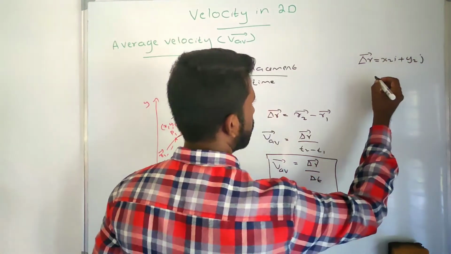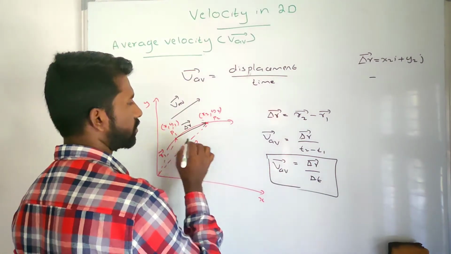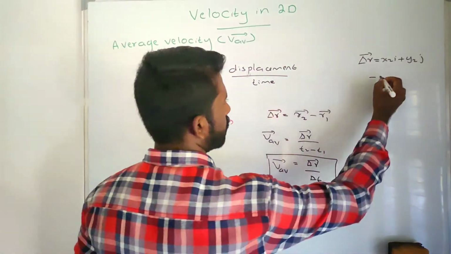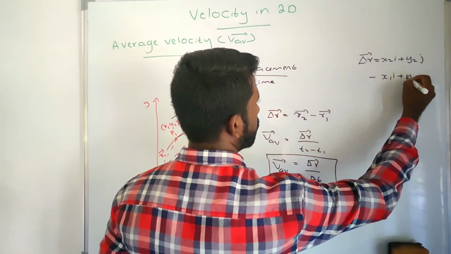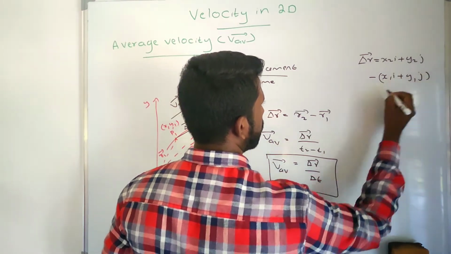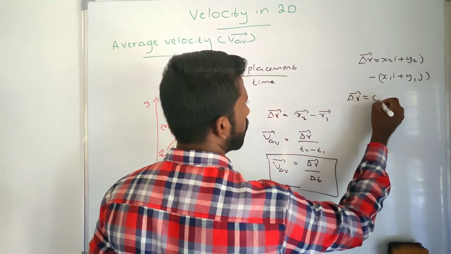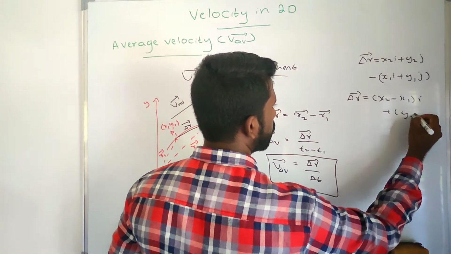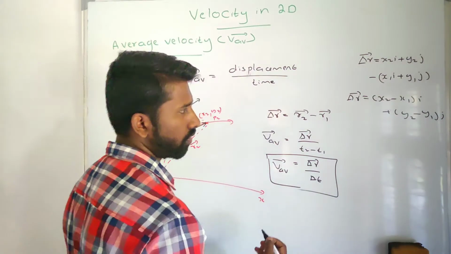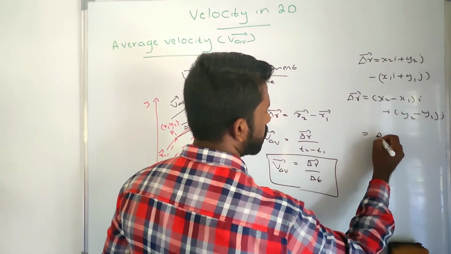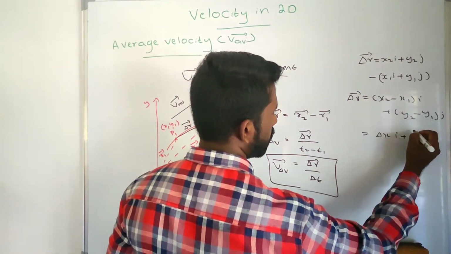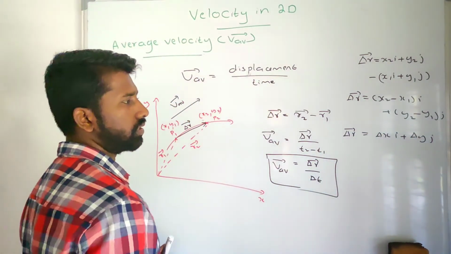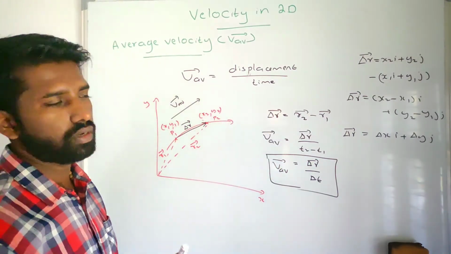plus y2 j, minus R1 vector. R1 vector is the position vector of the first point, that is x1 i plus y1 j. Okay, from this you will get (x2 minus x1) i plus (y2 minus y1) j. Okay, so I am taking this as delta x and this as delta y. So delta R is equal to delta x i plus delta y j.